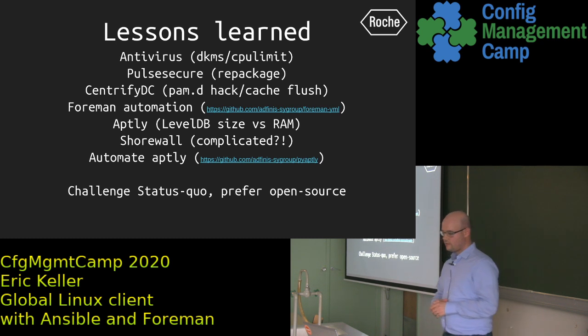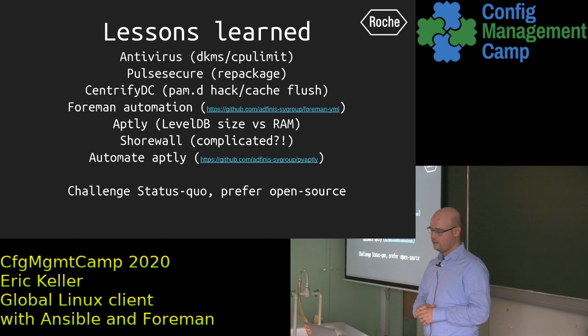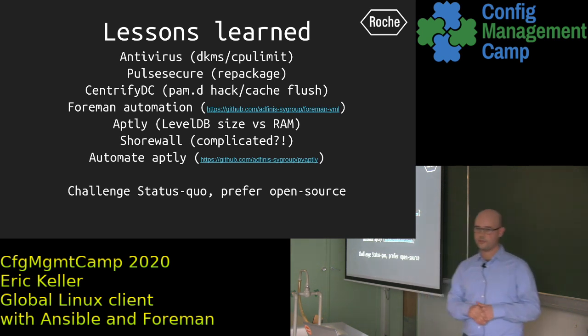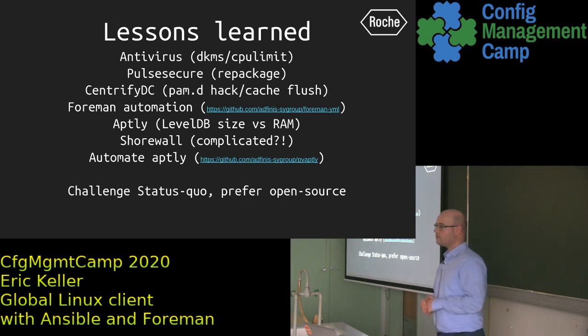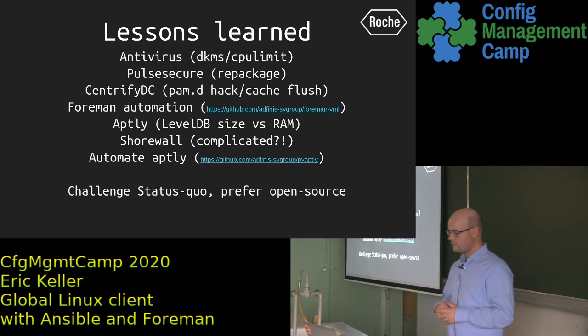Foreman automation. This is a general remark: automate as much as you can. Foreman didn't come with a sane way to load... I don't know, I haven't followed the project so closely right now. But this is the Foreman YAML we talked about before. Aptly is great, but if you have like two or three years and a lot of snapshots, beware that cleaning up the LevelDB consumes a lot of RAM. This is most probably not an Aptly problem, but a LevelDB problem.